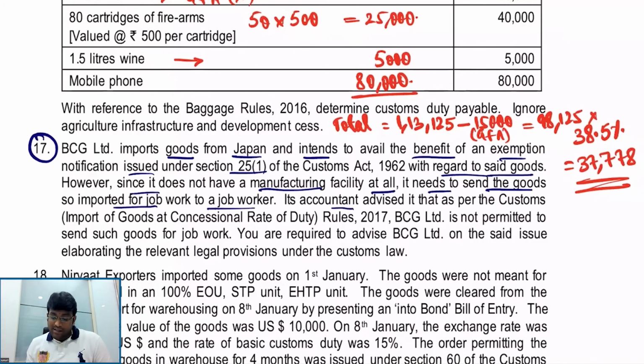Its accountant advised it that as per the Customs Rules 2017, that is import of goods at concessional rate of duty, BCG Limited is not permitted to send goods for job work. Nonsense, they can send it. You are required to advise them, elaborating relevant legal provisions under customs law.